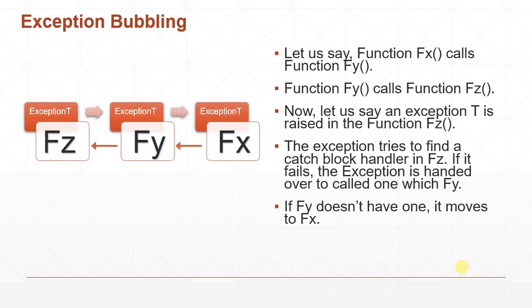So that's how the exception travels down in the call stack till it finds a catch block. The travel ends at static void main. If we have a handler there, then it will get handled there. Otherwise, the exception goes unhandled and the JVM halts the program execution. So the traveling of this exception from Fz to Fy and Fy to Fx is called exception bubbling.